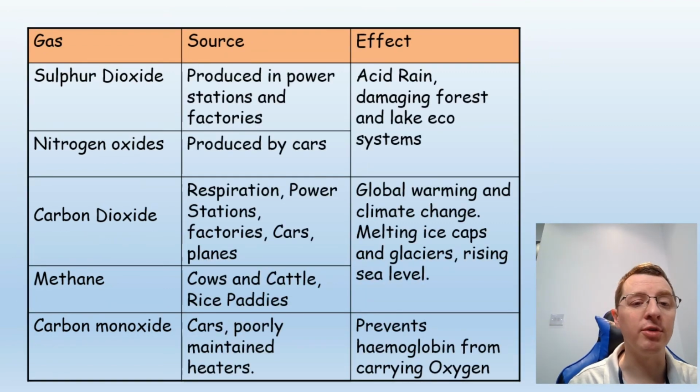So here are the answers. Sulfur dioxide is produced in power stations and factories, and nitrogen oxides are produced by cars, and the effect that they have is acid rain and damage in forests and lake ecosystems.